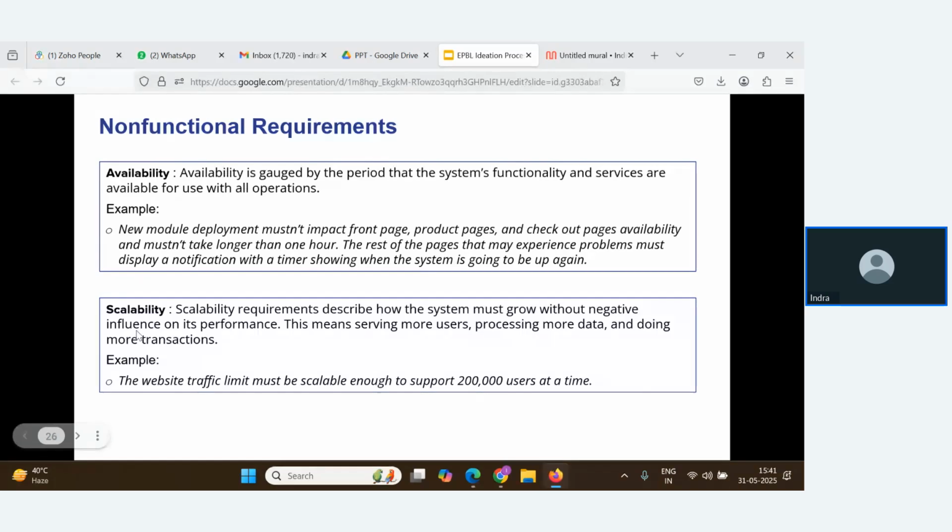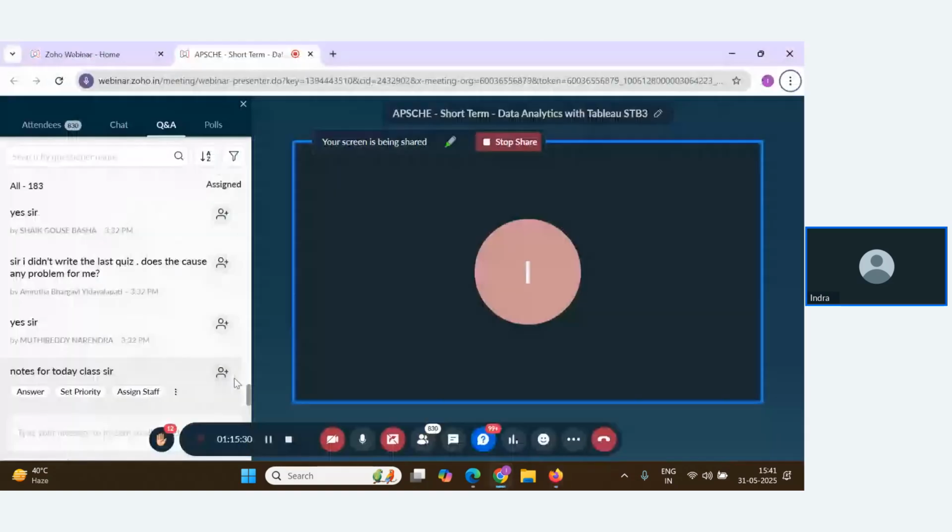Availability is done. Then we have scalability. Scalability basically refers to how your system is able to handle increased demand without getting slowed down. As the number of users or the amount of data increases, how will the system respond, will it be able to grow with it, will it maintain good performance or not. For example, there is a website which is designed to handle let's say 2 lakh users at once, and it should be scalable enough so that it can support more users without getting slowed down.